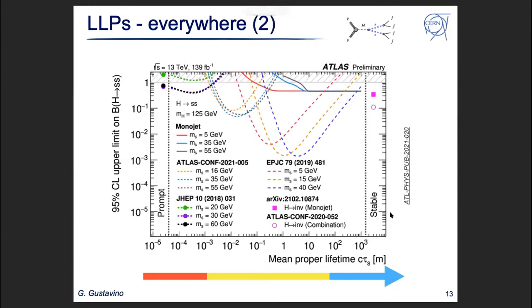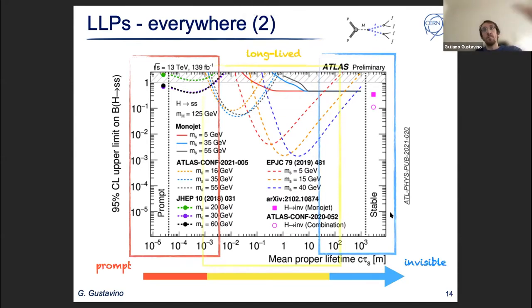Yes. So here we see a summary plot, where we can see on the x-axis the mean proper lifetime for this benchmark scenario of the X into long-lived particles decaying into fermions. And we can see that on the left side, we have the prompt regime. So basically, prompt analyses, resonance searches that can constrain a sizable lifetime regime. Then we have the long-lived particle searches, which are targeting the intermediate lifetime range. And on the right side, the invisible searches, coming in this case from monojet or from X invisible combination, which are even.